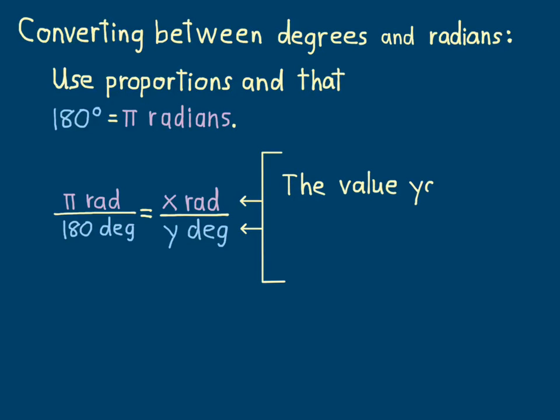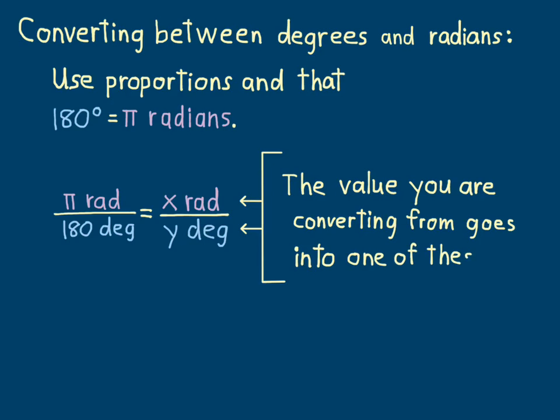Okay, so it's just a proportion. It's like finding miles per gallon if you've done those problems. So the value you are converting from goes into one of these, and the other one is the one you're converting to. It's that simple. Okay, so for example, 20 degrees, convert it to radians.